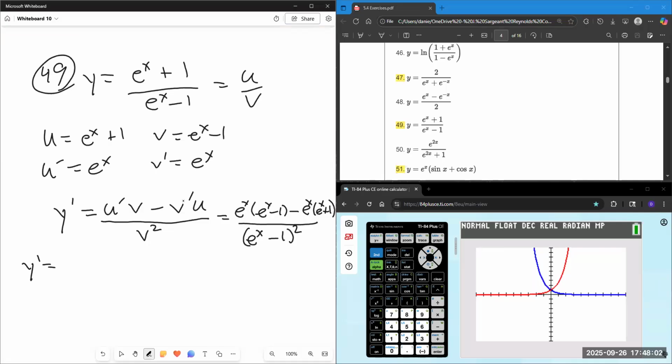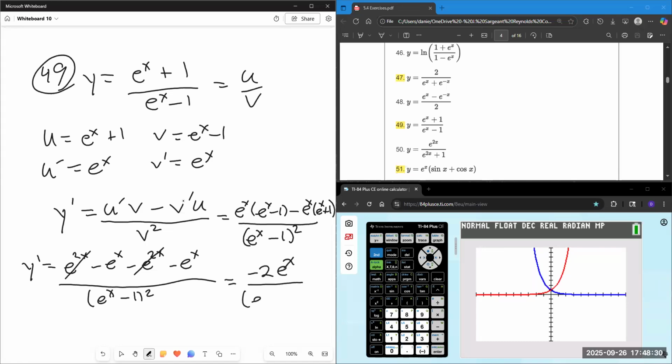So y prime will be e to the 2x minus e to the x minus e to the 2x minus e to the x over e to the x minus 1 quantity squared. e to the 2x minus e to the 2x is 0. And negative 1 and negative 1 is negative 2 e to the x over e to the x minus 1 quantity squared.